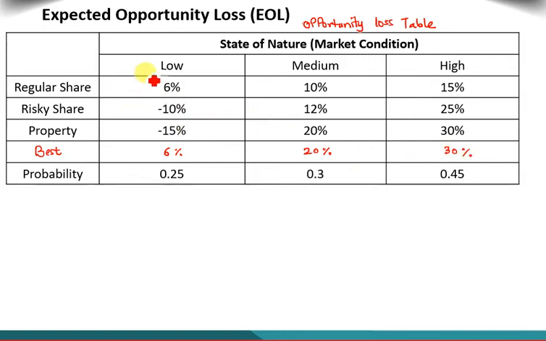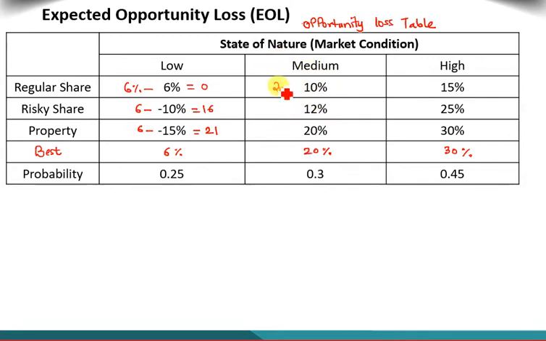Then to do the calculation for the opportunity loss table, what we will do? Best, that is 6%, minus the original payoff, which gives you 0. Here 6 minus -10%. So minus minus becomes plus, this gives you 16. Here 6 minus the payoff of -15. So it gives you how much? 21. Similarly, we will calculate the entries for this table.